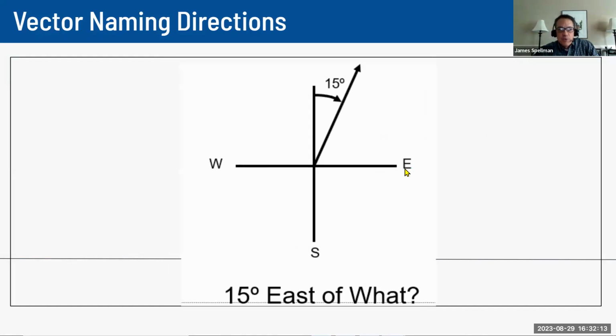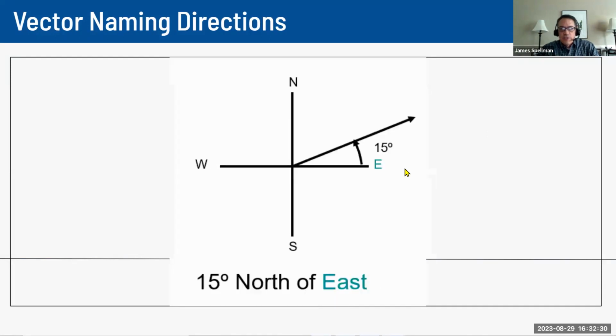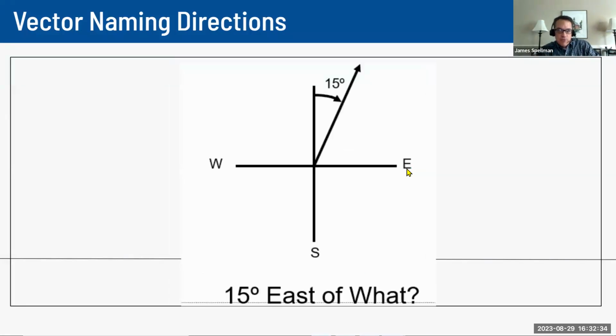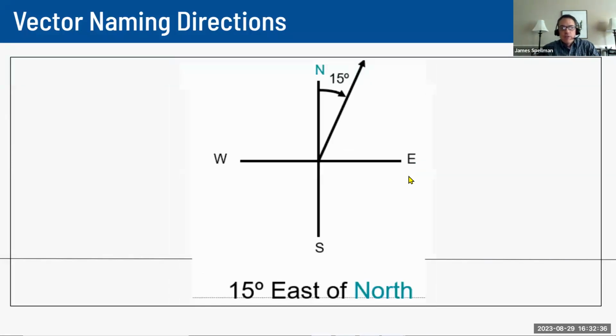In contrast, this one would be 15 degrees east of north, because north is the direction point that is closest to the arrow. And also this 15 degrees is in between the north direction and the ray that we have. So that's kind of our differences. This is 15 degrees north of east. This is 15 degrees east of north, right?